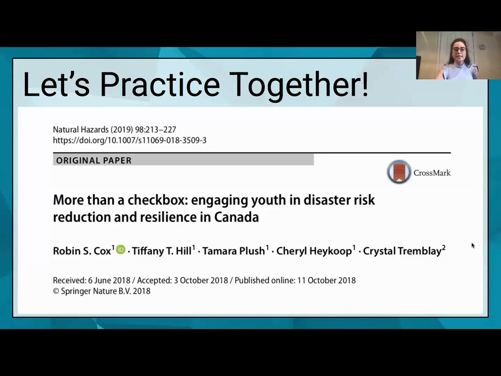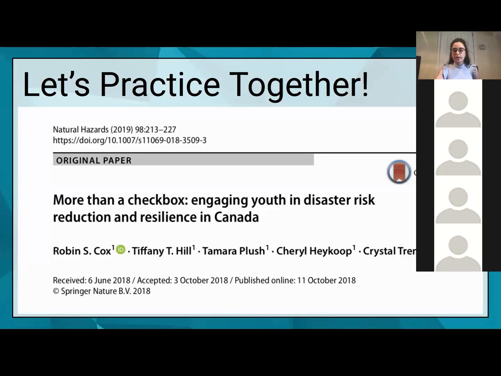So let's practice together by looking at this for a second. When you are looking at a paper, I think the first important thing to think about, an obvious one, is the title of the article or the book. You get a lot of information from that.